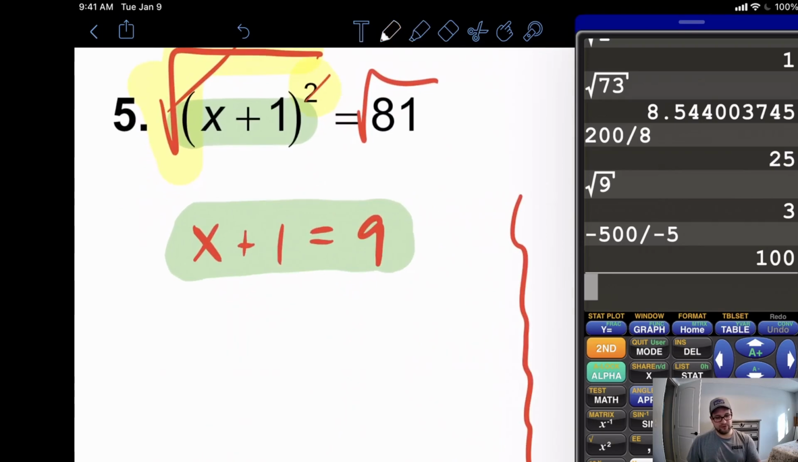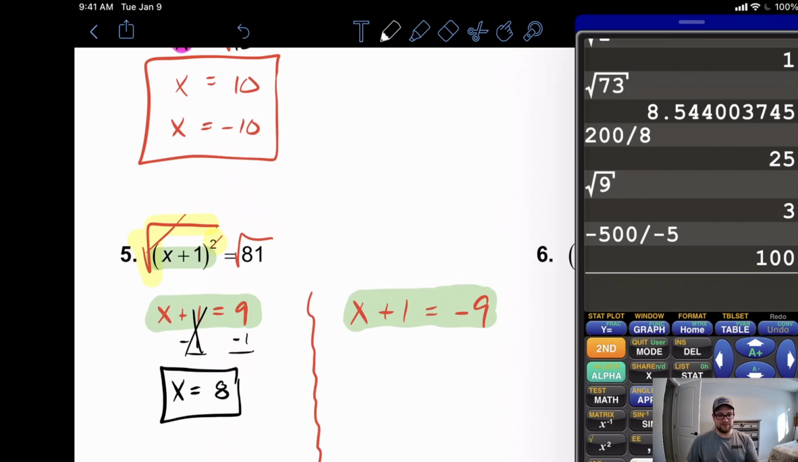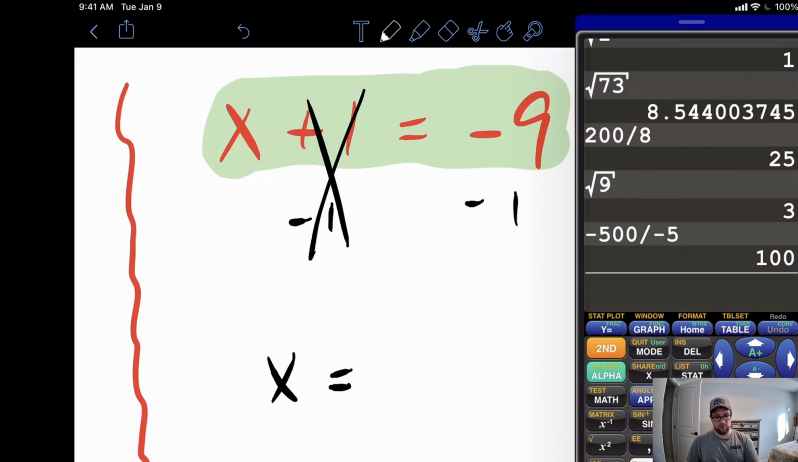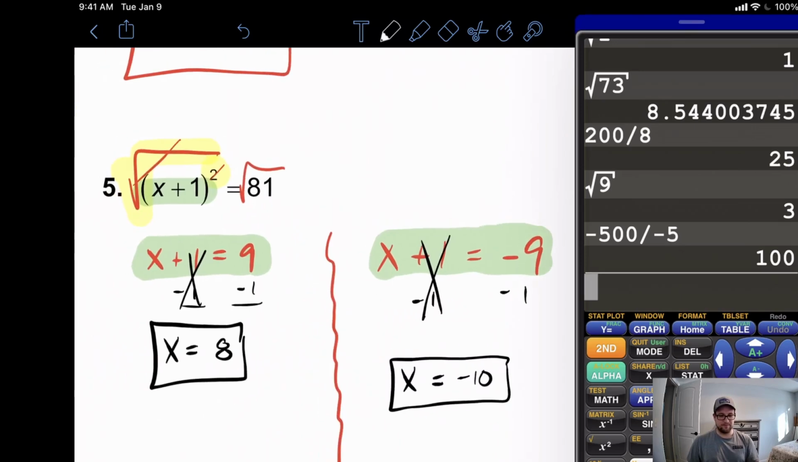So to solve this first one, we need to take 1 away from everything. That's going to leave me with x equals 8, and that will be one of our answers. And then on the other side, we're going to take 1 away from everything to get x alone. These two cancel off. Negative 9 take away 1 would be a negative 10, and that will be our final answer. So we get two answers, but now we got to be careful because they're not always just one positive, one negative. We got to be a little bit more careful.